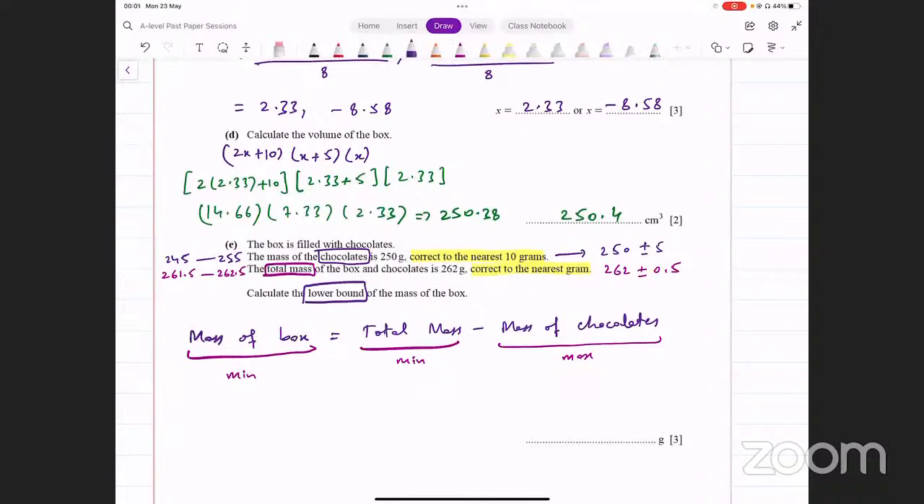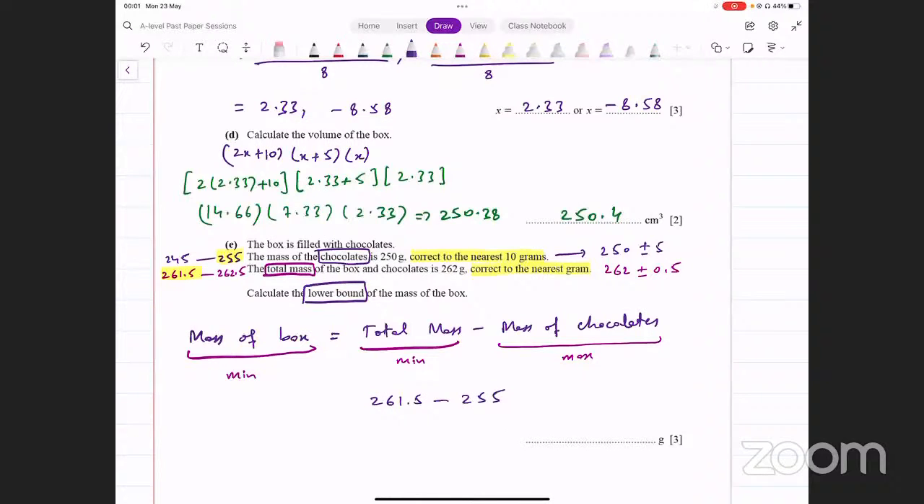कि total mass की छोटी वैल्यू यूज करें और mass of chocolates की बड़ी वैल्यू यूज करें, उससे आपके पास सबसे छोटा पॉसिबल नंबर आएगा. So basically 261.5 यहाँ से यूज करेंगे, 255 यहाँ से यूज करेंगे, चॉकलेट्स की मैक्सिमम वैल्यू और टोटल मास की मिनिमम वैल्यू. That's going to be 261.5 minus 255 and that's going to give you the final result.